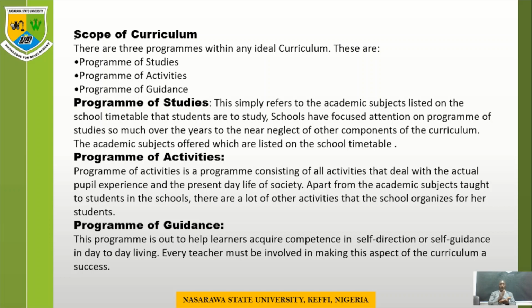So the school has focused attention on programs of studies so much over the years, to the near neglect of other components of the curriculum. The academic subjects offered are listed on the school timetable. In the secondary school, you may have English, mathematics, biology, chemistry, and so on. Here in the university, for some of you that offer different subjects, you have your different timetable.